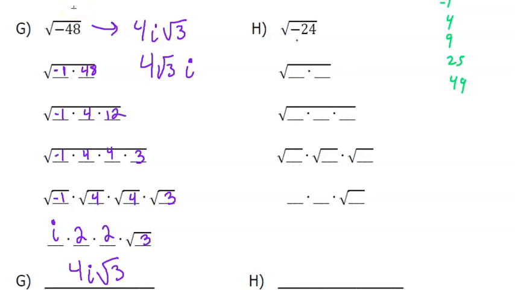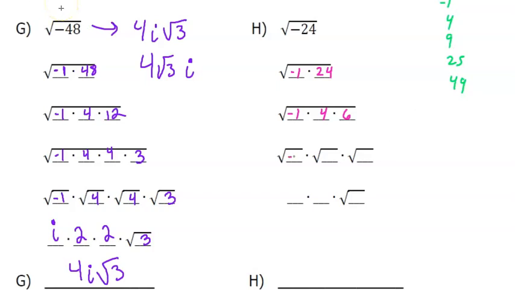Let's look at h, the square root of negative 24. We have a negative, so we can pull out that negative 1. We can also pull out 4. 24 divided by 4 is 6. There's no other numbers we could pull out. 6 divided by 4 would be a decimal, and 6 divided by 9, 9's bigger, so it's automatically going to be a decimal.